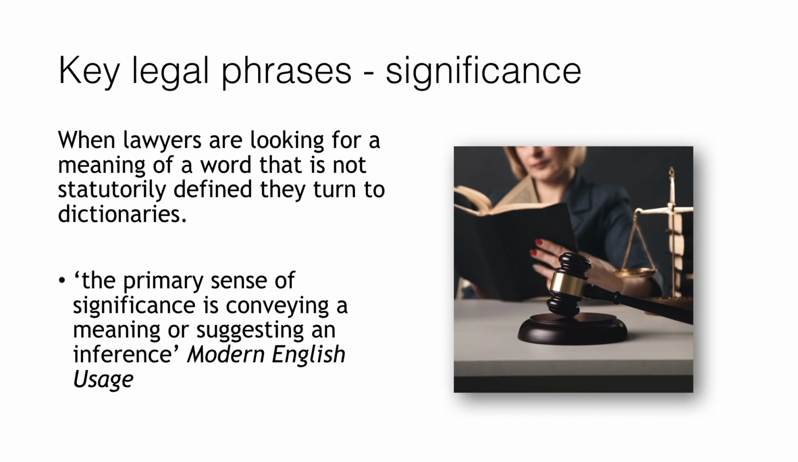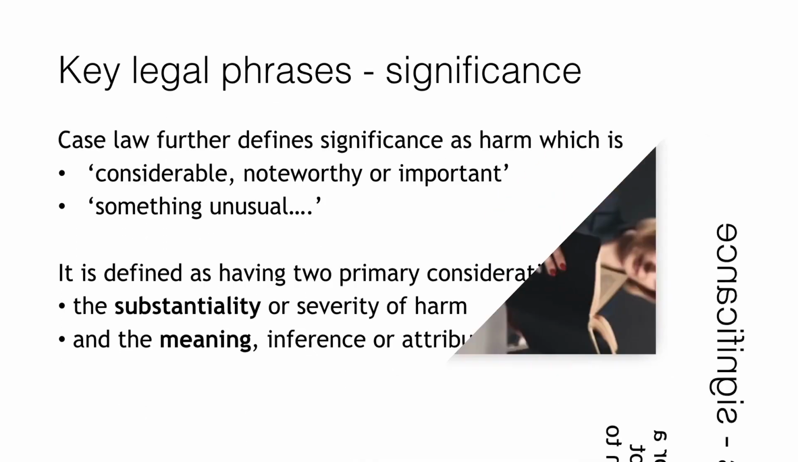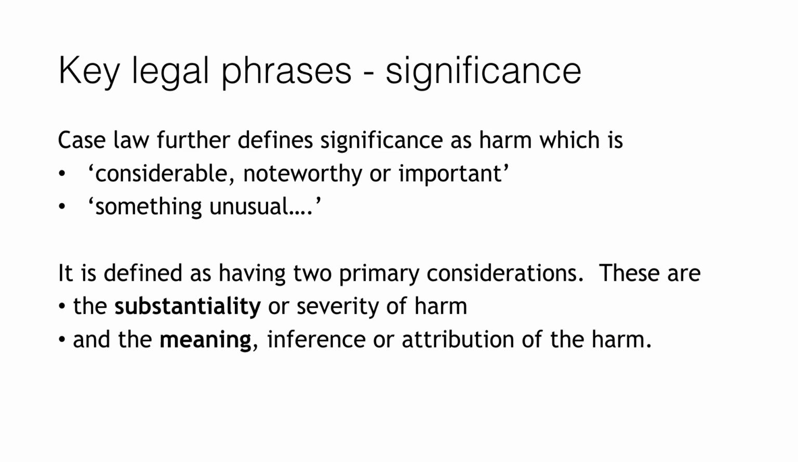Section 1 of the Significant Harm Checklist identifies substantiality of harm, and Section 2 explores meaning or inference. Case law expands on our understanding of the significance of harm. It uses common language to define it as something important, noteworthy, or considerable. Other case law reminds us that significant harm is not usual, it is something unusual, and for that threshold to be met, a child has to be positively harmed by the failure of family life. That's where the threshold is pitched in law.